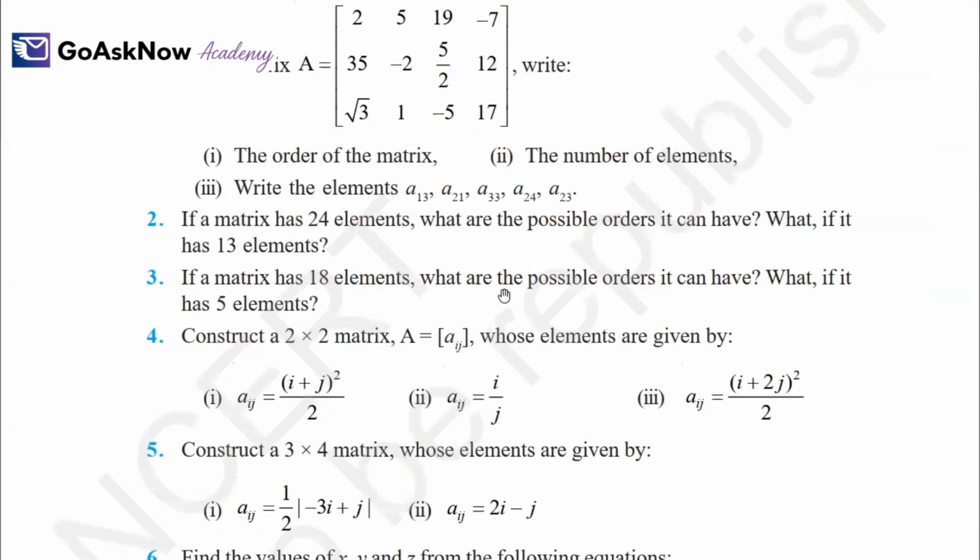It said, if a matrix has 18 elements, what are the possible orders it can have? So this is similar to the second question. I assume that you can solve this by yourself because it is very easy.